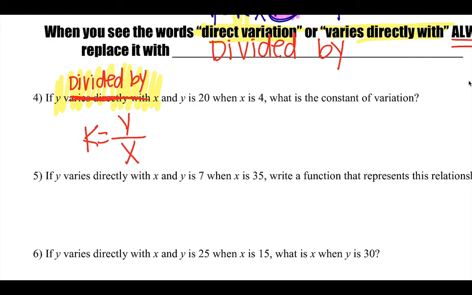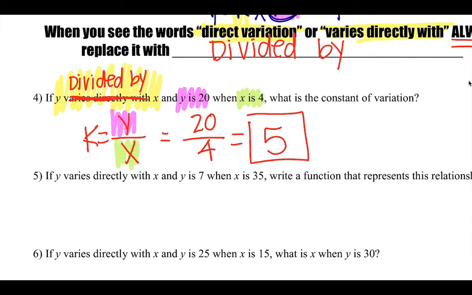But hey, it told me that y is 20. So everywhere I see a y over here, I'm going to put 20. And then it also told me x is 4. So everywhere I see an x, I'm going to replace it with 4. Well, now I've got 20 divided by 4, which simplifies to 5. So my k, or my constant of variation, is 5. And again, all I did was cross out varies directly with, and it told me exactly what to do. I take y, and I divide it by x.